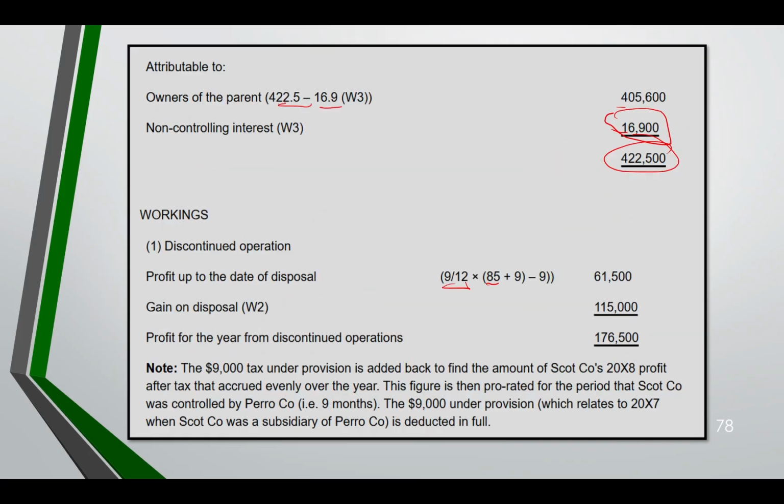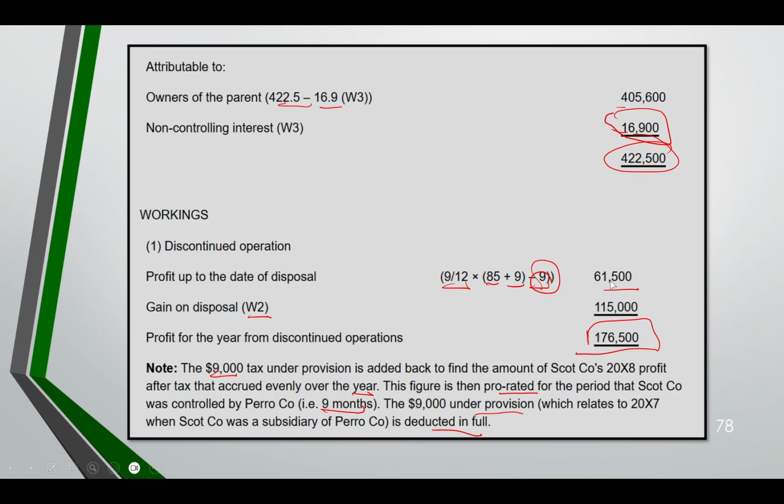How are you adjusting 9,000? We'll see the notes. This 9,000 first you add back. Why? To find the amount of profit after tax over the year. Then you have deducted 9. Then it is prorated for the period that they were controlled, that means for 9 months. So the 9,000 under provision you will deduct in full. With this profit, you will take gain on disposal, add, and this is your total profit from discontinuing operation.